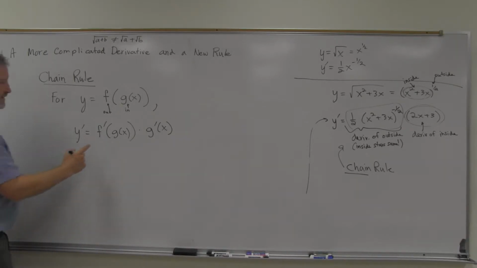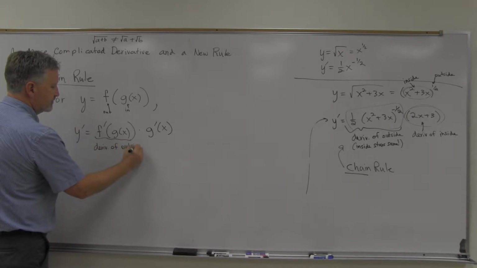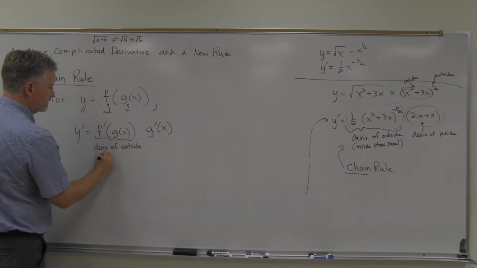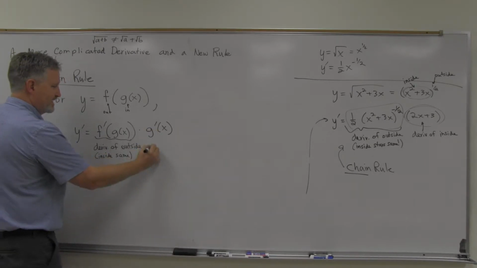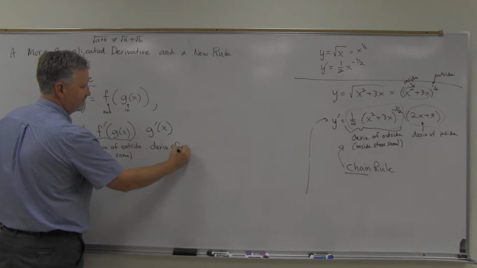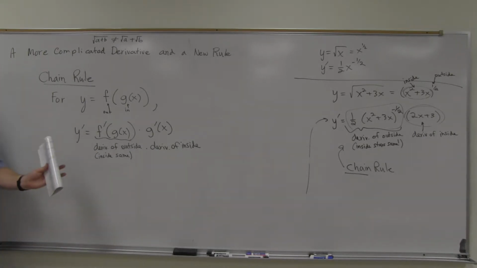But here's what to remember. This right here is the derivative of the outside with the inside staying the same. Times this, the derivative of the inside. That's the chain rule, okay? It's the derivative of the outside times the derivative of the inside. That's a very simple way to put it, but more or less that's what it is. You're doing the derivative of the outside, and then multiplying it by the derivative of the inside.